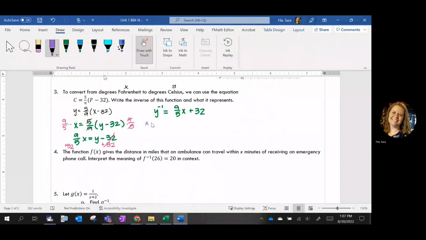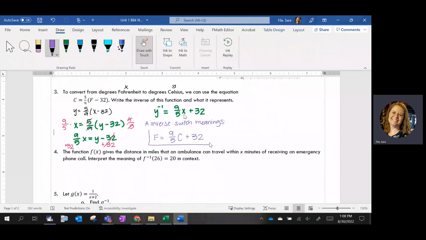Okay, so in the inverse, we're going to switch meanings. So the inverse of y is no longer Celsius. This is now Fahrenheit. Oops, I started to write the x. Okay, and x is no longer Fahrenheit. It is now Celsius.